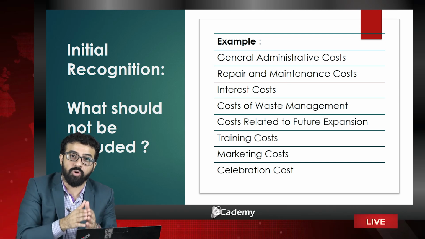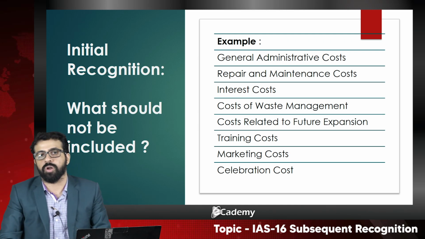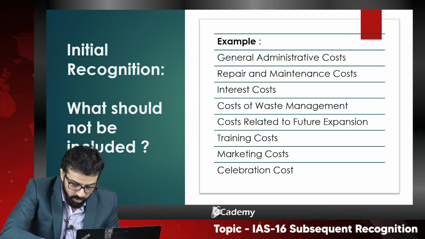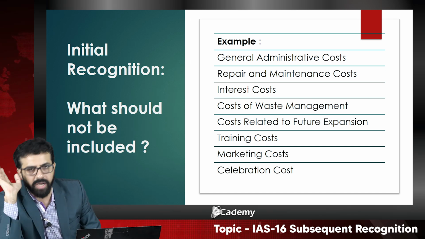These are not specific costs to that particular specific asset, and that is the only reason we are skipping that particular cost as part of the components of the asset. We are skipping this. Why? Because it seems that it has no direct connection with the cost.